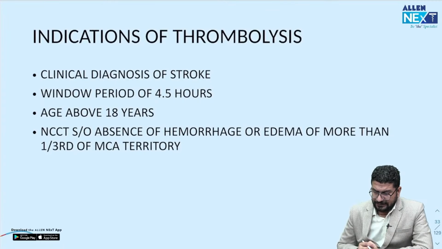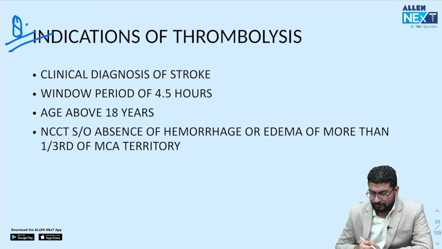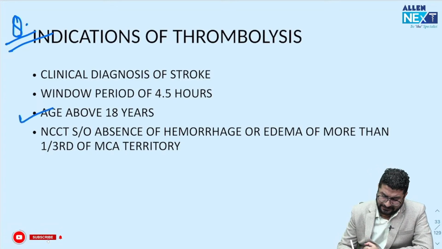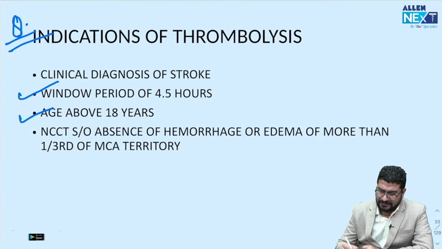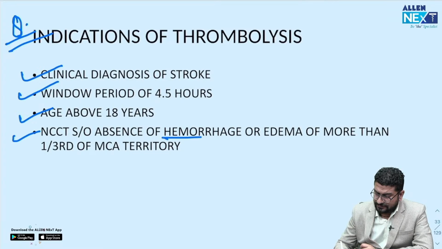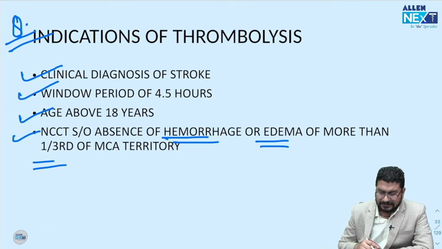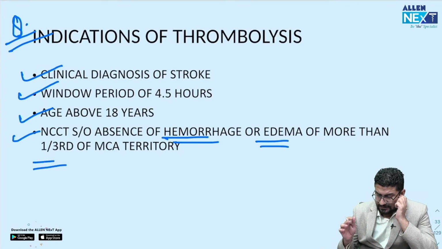Indication of thrombolysis. Again, they will frame a clinical case. This is one definite question that will come in your exam. So the patient's age should be more than 18 years. The patient should come to you in a window period of 4.5 hours. There will be a clinical diagnosis of stroke, and by CT scan you have ruled out hemorrhage, or edema in the MCA territory of more than 1/3. These are the indications for doing thrombolysis.